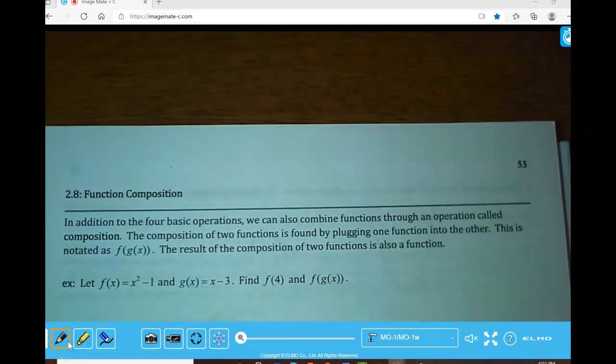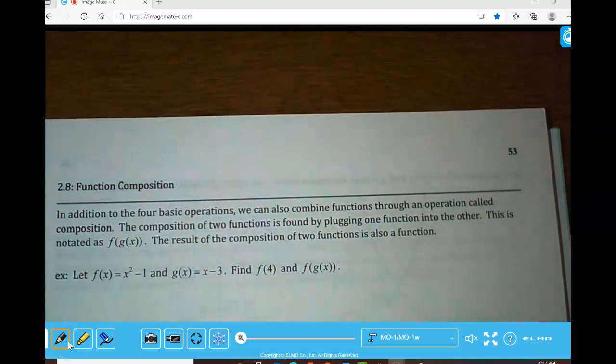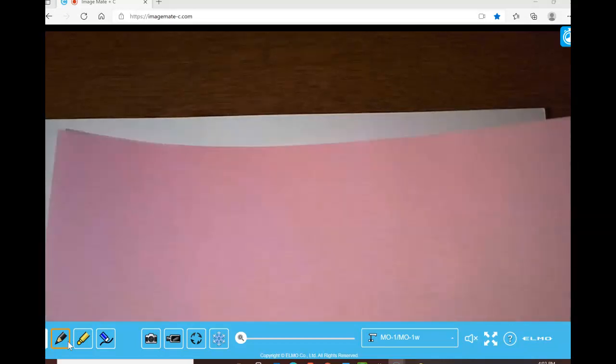All right, our next video is on page 53, and this is our other type of operation, but this is a new operation. It's called function composition. And what I want to do is show you that you're actually very much aware of this. So I'm going to use another piece of paper to give you some examples.